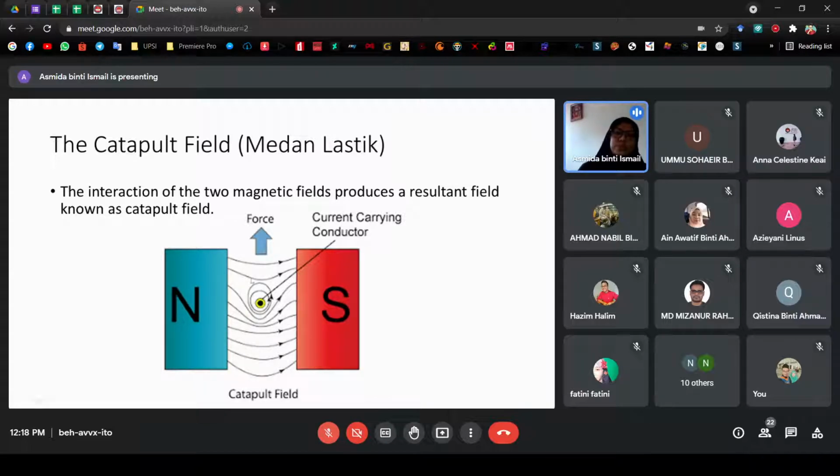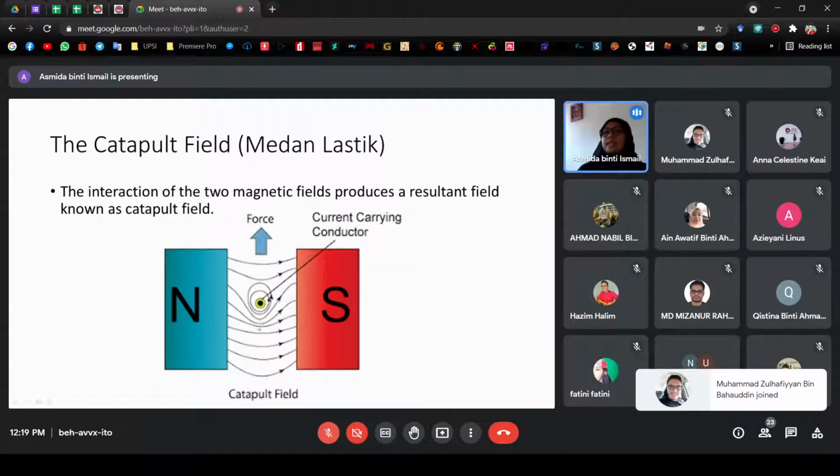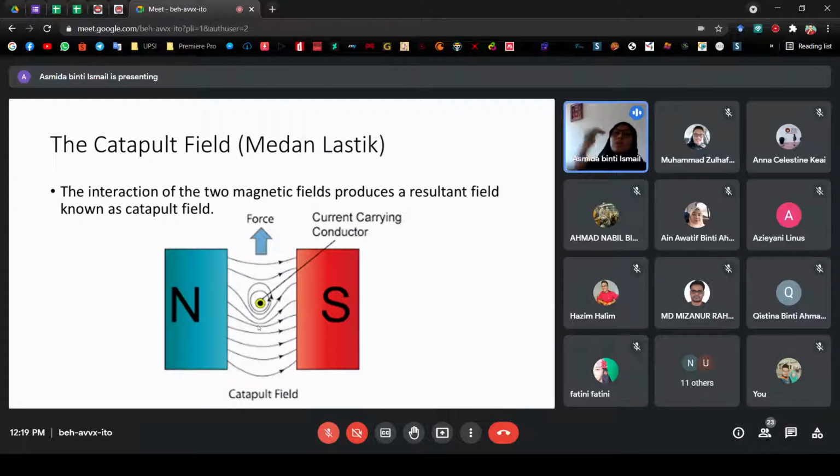Okay, so akan terhasil force antara benda ni. So sekarang ni your conductor ni, if you lalukan dia dekat magnetic field ni, so dia akan terhasilnya satu daya. So daya ni selalunya dia akan tolak your conductor ni. Okay, your wire ni dia akan bergerak. Sama ada dia push to up or dia akan push to down.